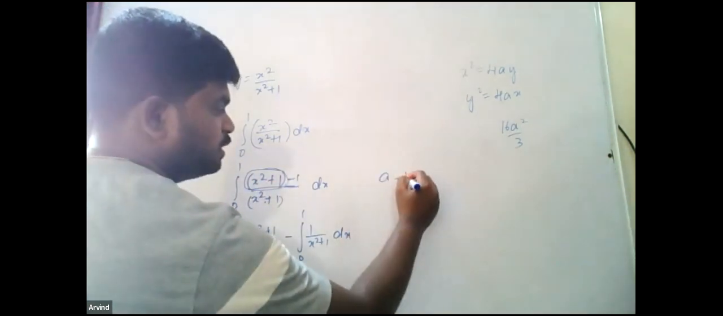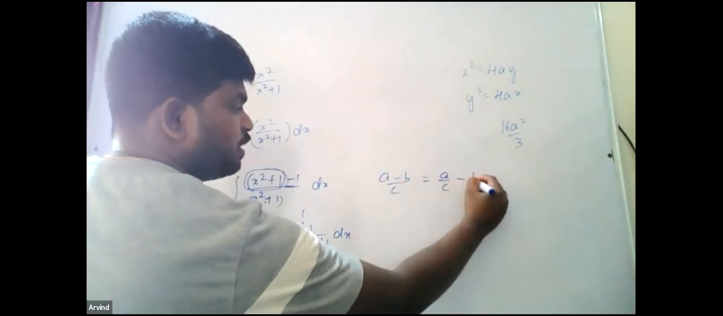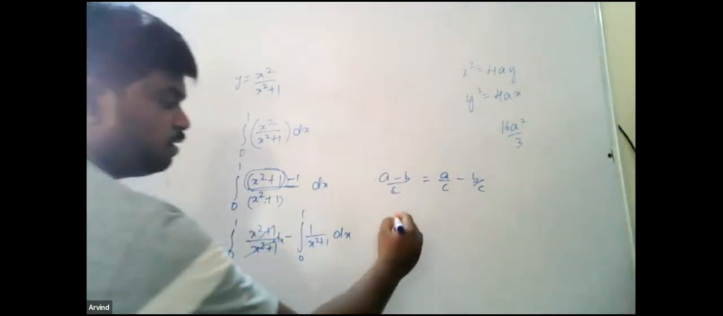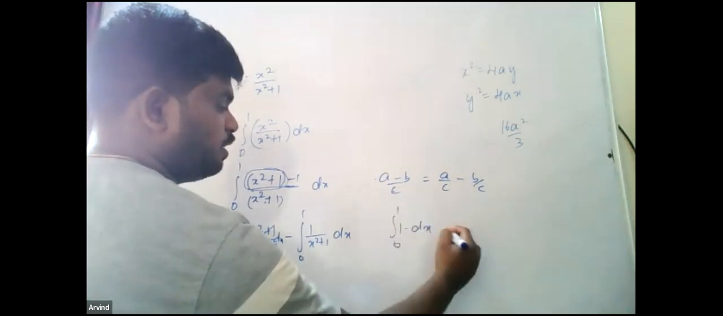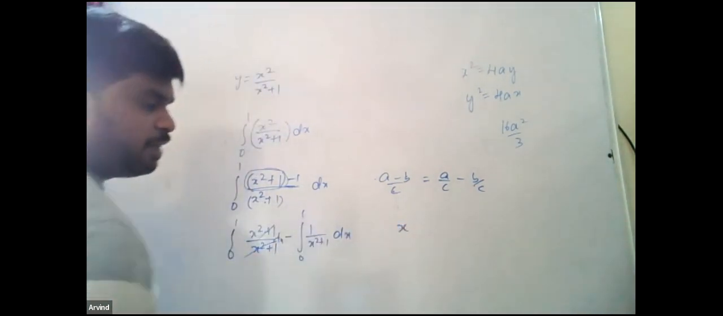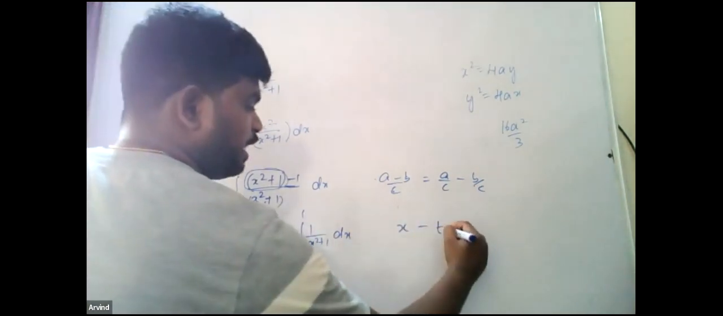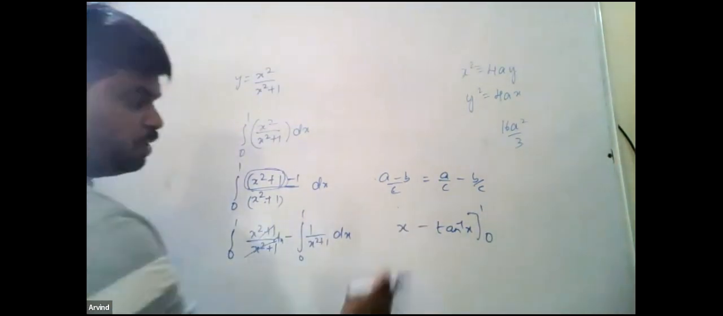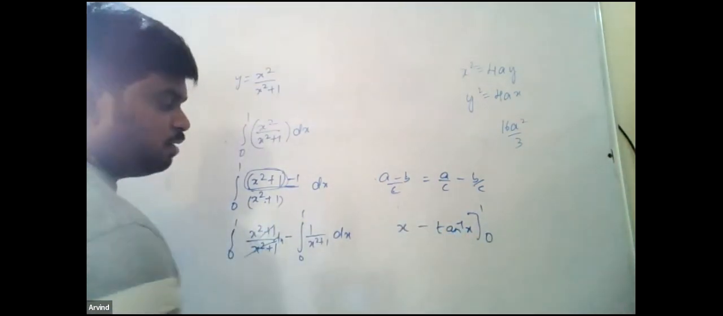Suppose a minus b by c, how can we write it? a by c minus b by c. We can give the denominator separately to both, right? That's what I did. X square plus 1 and x square plus 1 get cancelled. We'll be left with 1. So integral of 1 dx from 0 to 1 minus integral of 1 by x square plus 1 is tan inverse x. Here, integrating 1 gives x, minus integrating this gives tan inverse x. From 0 to 1. The lower limit gives 0 for both things. Let's put the upper limit: 1 minus tan inverse 1, which is pi by 4. So the answer will be 1 minus pi by 4.